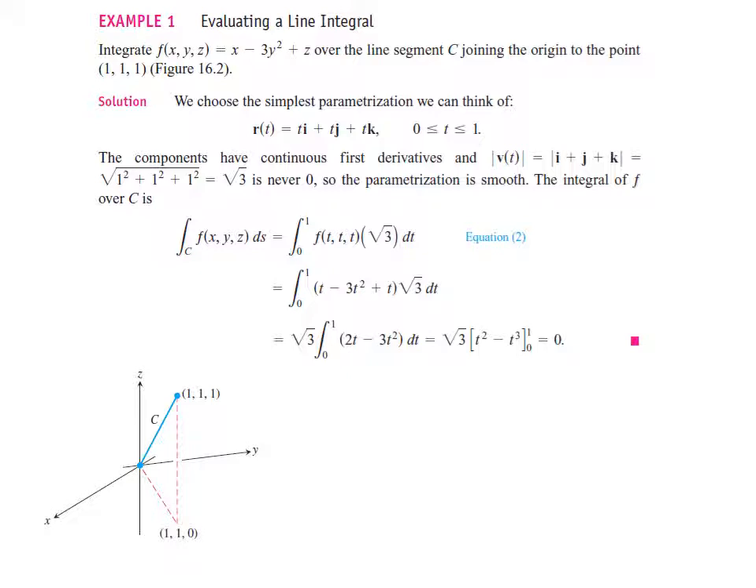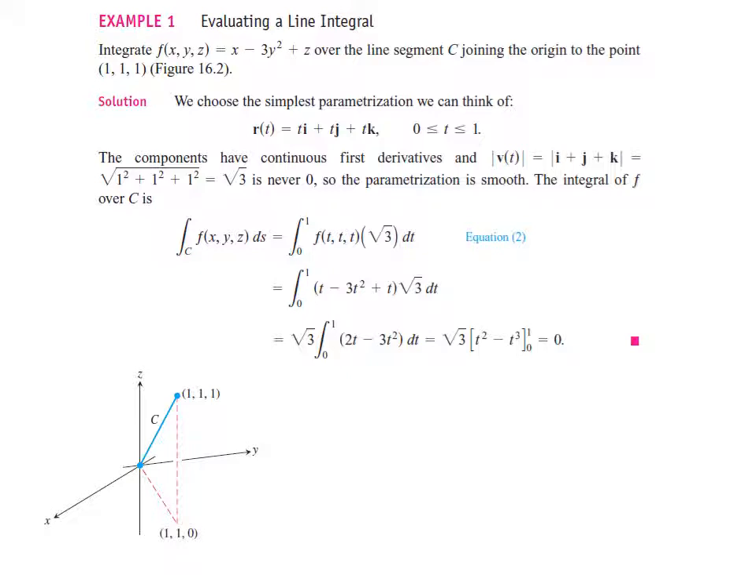Therefore, the parametric equation for the line segment C is x = x0 + x1 t, where x0 is 0 and x1 is 1. Therefore, x = t. y = y0 + y1 t, where y0 is 0 and y1 is 1, so y = t. Similarly, z = t. So t varies from 0 to 1.